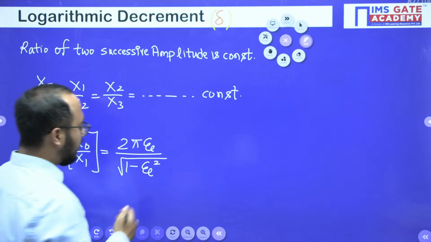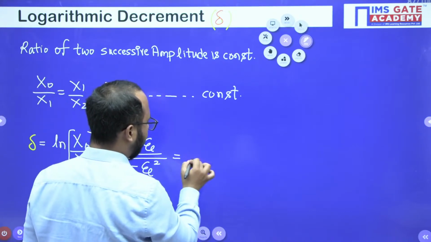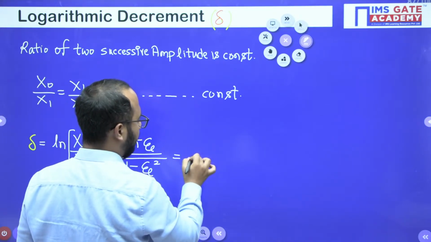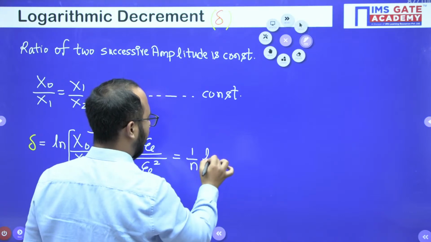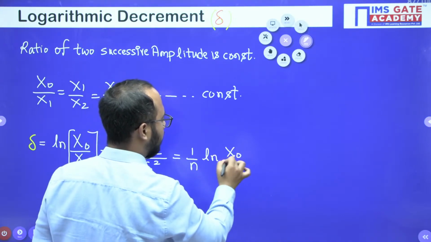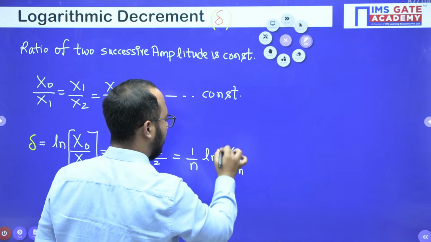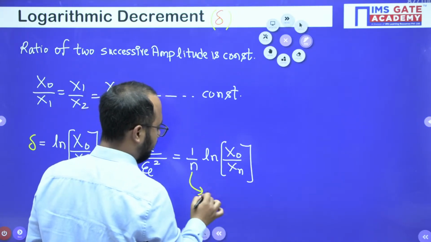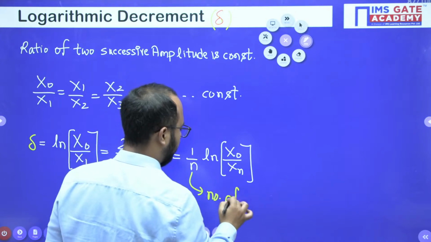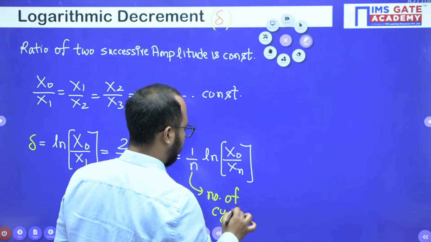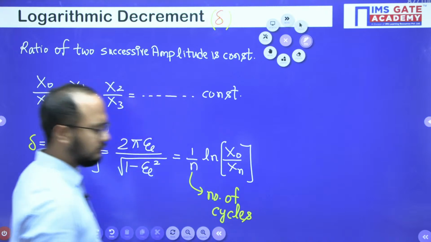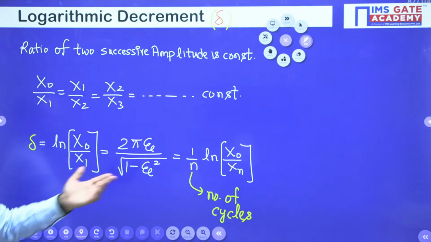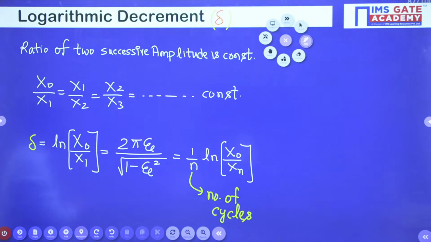Now third, there is one more formula here that you should remember. It is equal to 1 by n ln x0 by xn, where n represents what? The number of cycles. Clear everyone? Yes or no? N is the number of cycles.